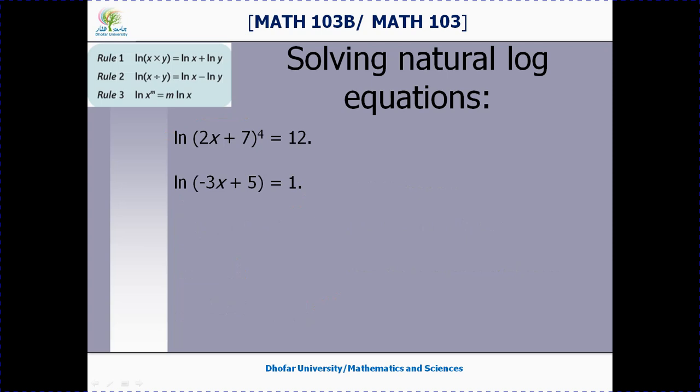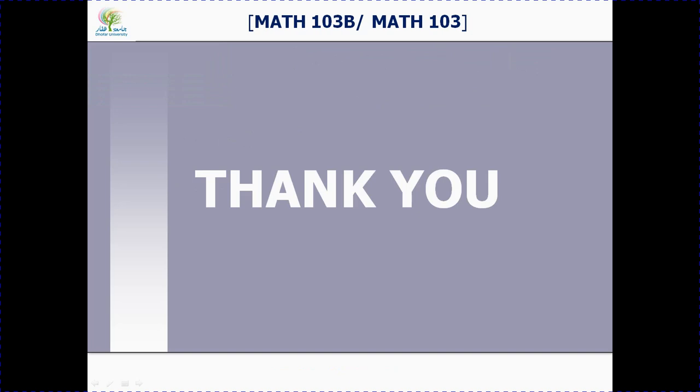Now it's your turn to solve problems similar to the previous ones: ln of (2x plus 7) to the power 4 equals 12, and then minus 3x plus 5 equals 1, following the same procedure. By this, we come to the end. Thank you, and hopefully this video explained how to solve equations involving exponential and natural logarithm for you.